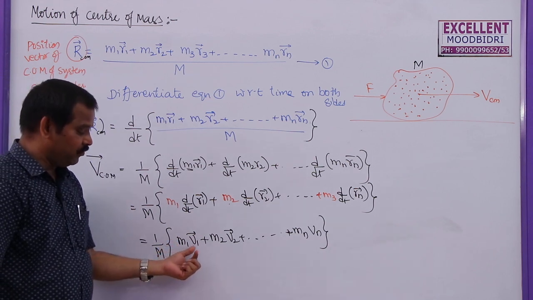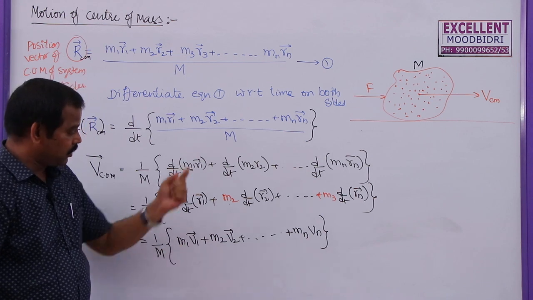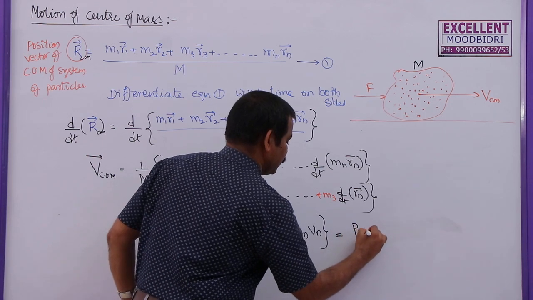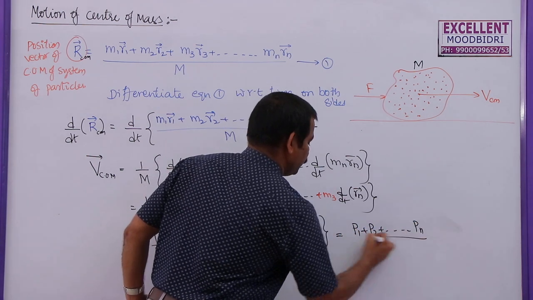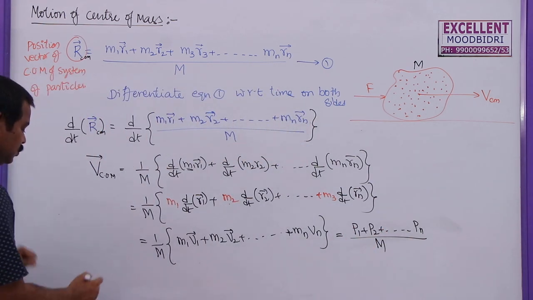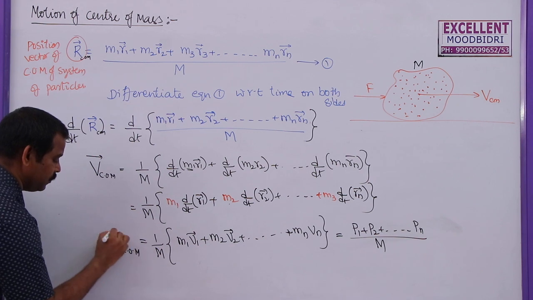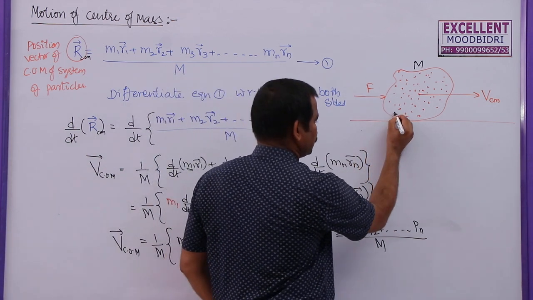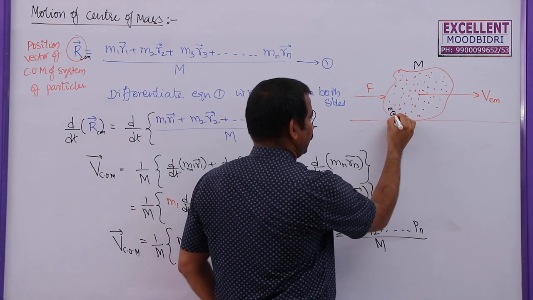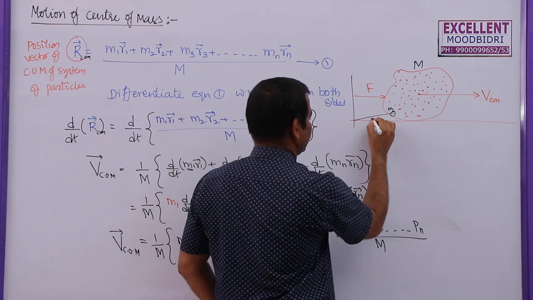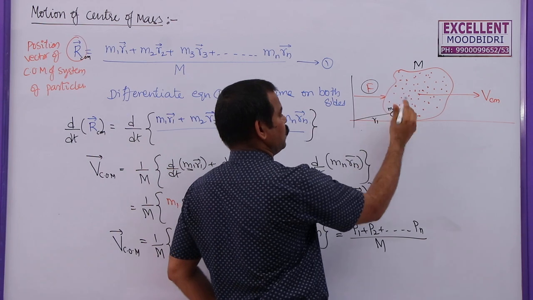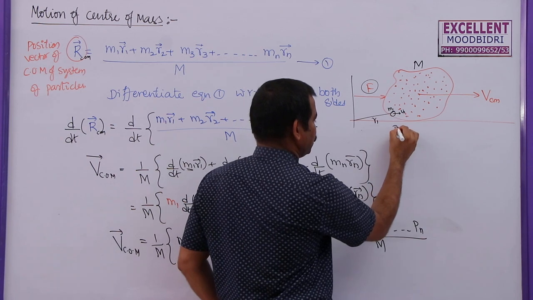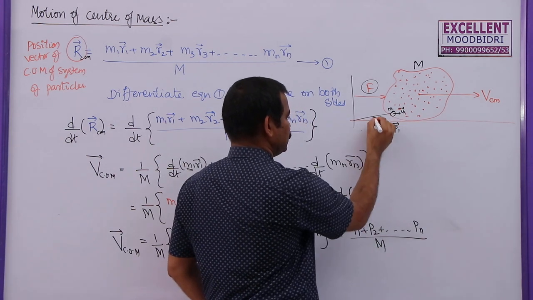But what is this m1 v1? This is the product of the mass of the first particle and the velocity of the first particle. We can write it as the momentum of this particle. So, p1 plus p2 and so on, pn by total m. So, the velocity of the center of mass is given by this, p1 plus p2 plus p3. Let us say this is the first particle of mass m1 and it is at a distance of position vector r1. Let us say due to the application of this force, this body is moving, let the velocity of this one be v1. So, what is the momentum of this particle? p1 bar, this is v1 bar, this is r1 bar.